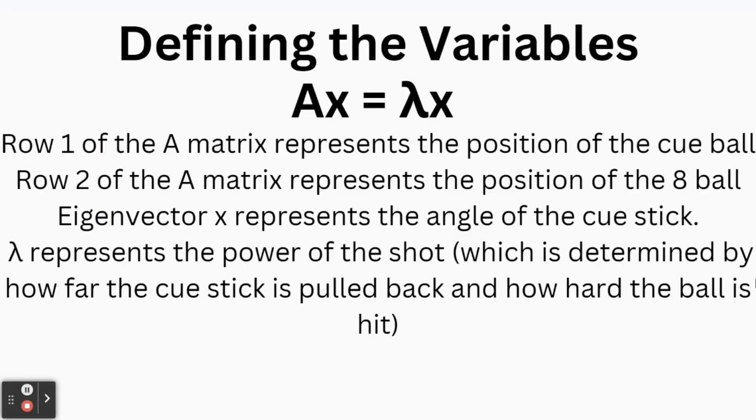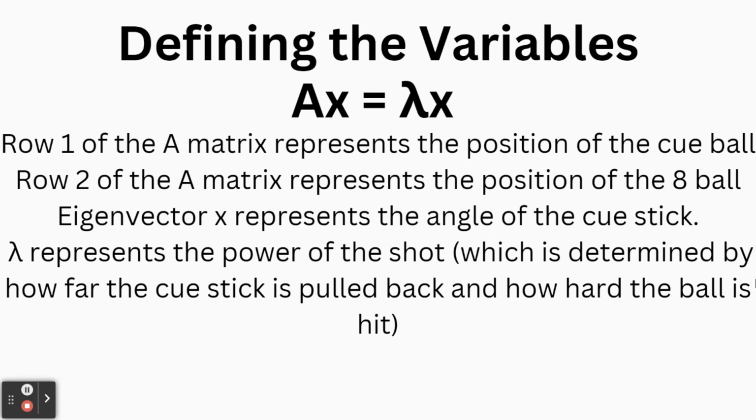Okay, so this is the explanation for the pool shot. This shot involves eigenvalues and eigenvectors. So what we're going to do first is define the variables. Our A matrix, which is a 2x2 matrix, has the first row representing the position of the cue ball, and then the second row representing the position of the 8 ball.